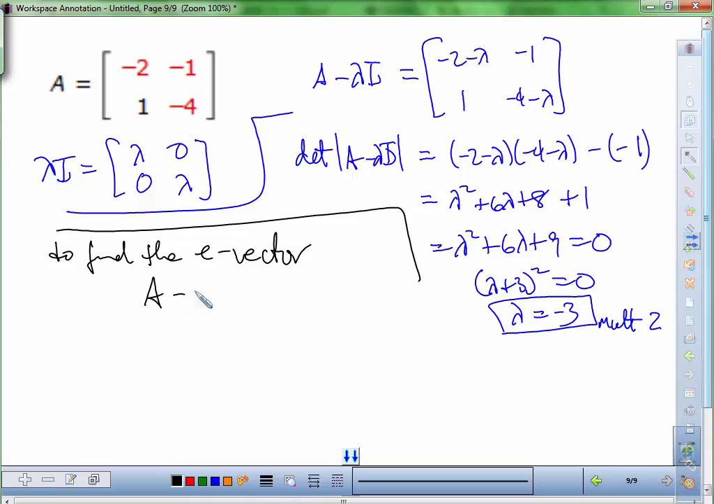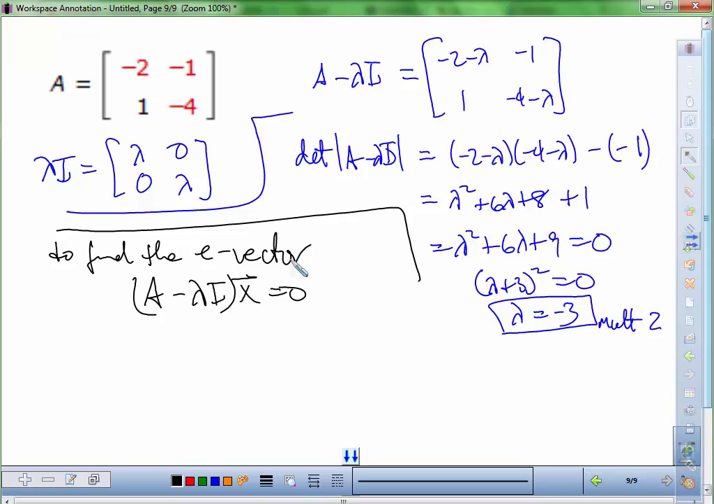A minus lambda I times x is equal to 0. So if we bring back this equation, this x that we're looking for here is an x vector. So in the 2 by 2 case, it has an x and y component. And we can look at this as a system.